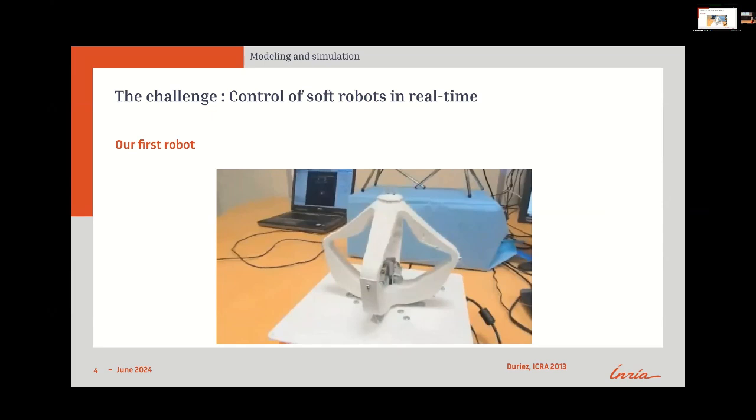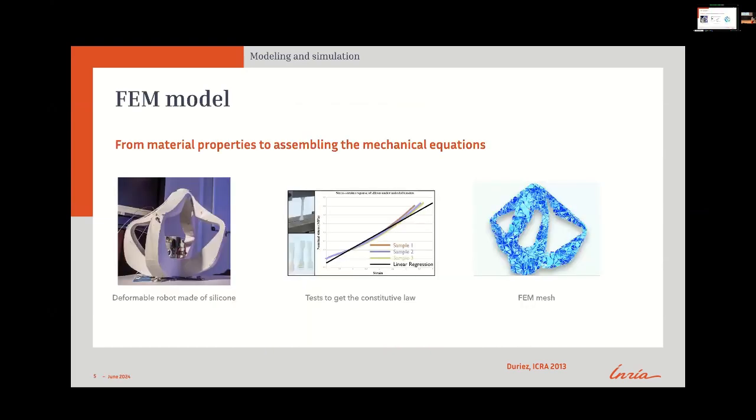And basically, this work was about showing that for modeling such a robot, we can use the finite element method computed in real time. So basically, you take a sample of the silicon material. You can perform some tests, and then you build a FEM model. And we developed in the team some techniques to speed up the FEM simulation to make it real time.